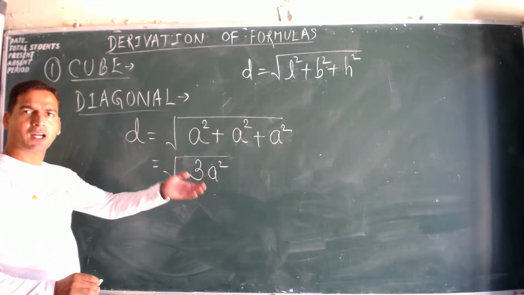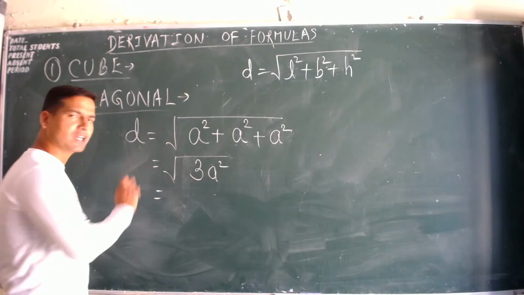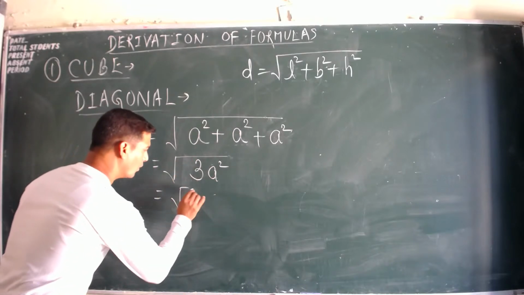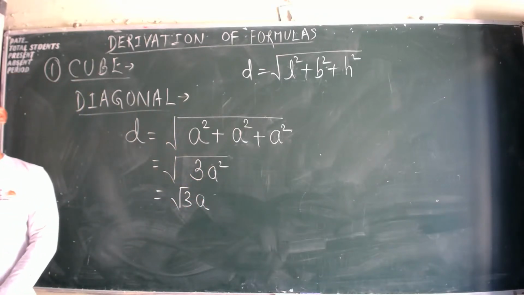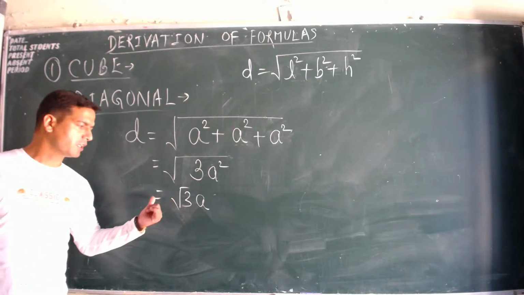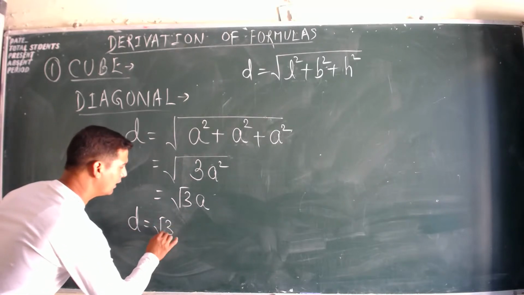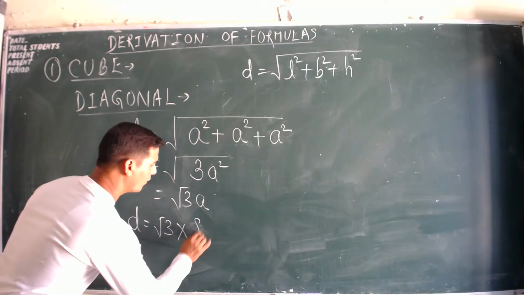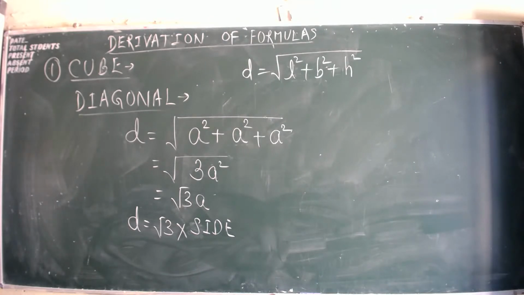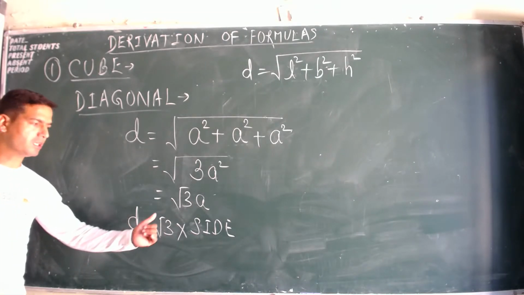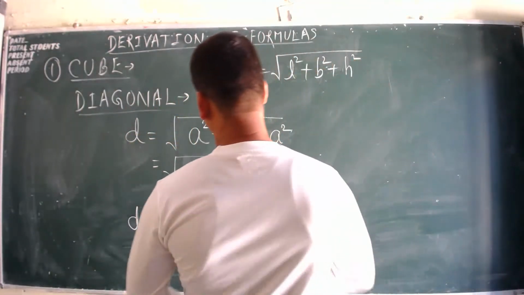Now, A can be taken out of the root because the square and root cancel each other. So 3 will stay in the root and A will be outside the root. So this is the formula of the diagonal of a cube. The formula is root 3 into side. Clear? The diagonal of a cube will be root 3 into side.